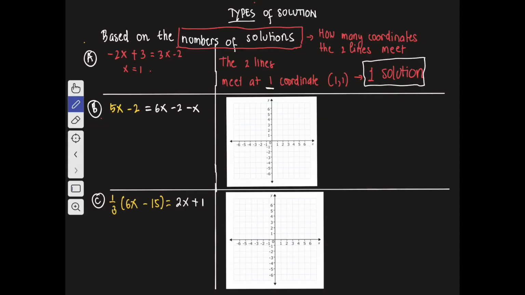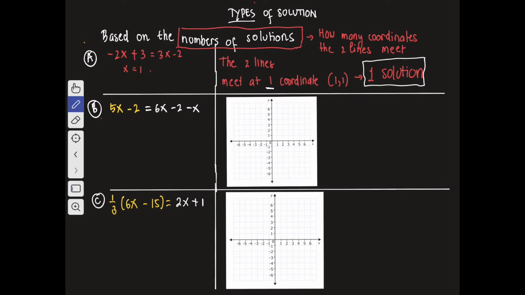Now we will go back to the topic that we were talking about in this video, which is the type of solutions to an equation. In this case, it is based on the number of solutions that an equation has. To be specific, it is based on the number of coordinates where the two lines meet. So that's the type of solution.